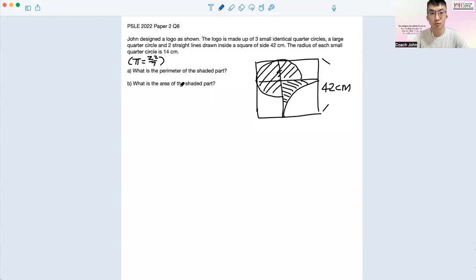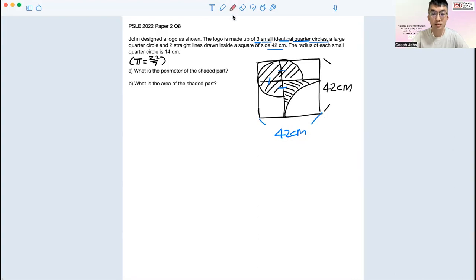Okay, so right now what we're going to do is we'll quickly read through the question and then make sure that you are able to identify some of the keywords. So we have a logo and then you have three small identical quarter circles, which means that the radius here are all the same. Then a large quarter circle, which is over here, and then you have two straight lines, left to right and top to bottom. Okay, and then inside a square of 42 cm, which also means that over here is 42 cm as well. Okay, so find the parameter of the shaded part.